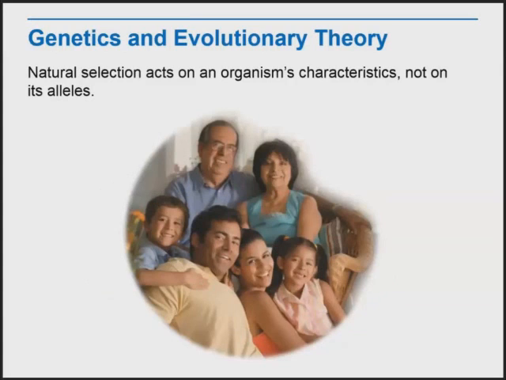Natural selection acts directly on phenotype, not genotype. In other words, natural selection acts on an organism's characteristics, not directly on its alleles. Why do we say that natural selection never acts directly on genes? Because natural selection selects an entire organism, not a single gene or a group of genes, to either survive or reproduce or die without reproducing.